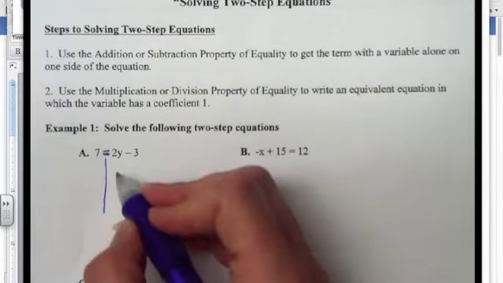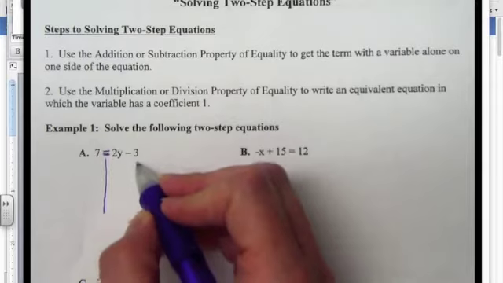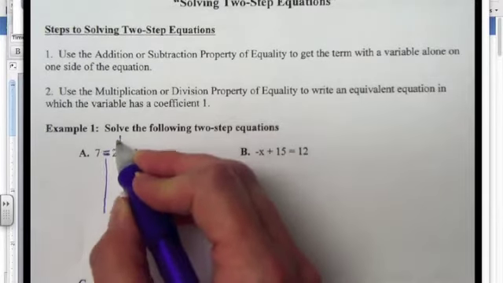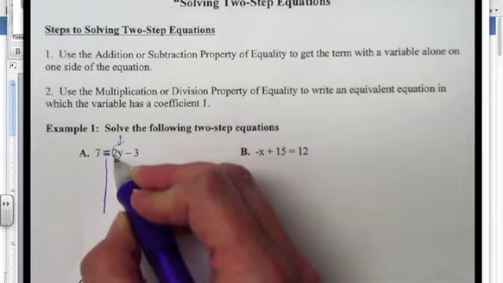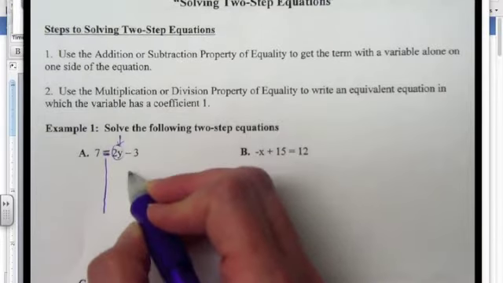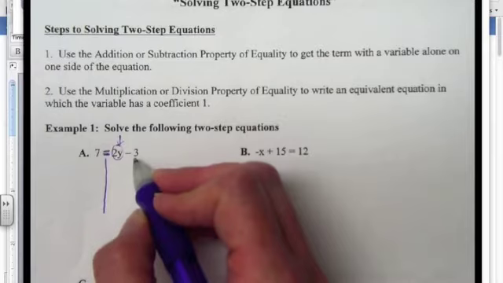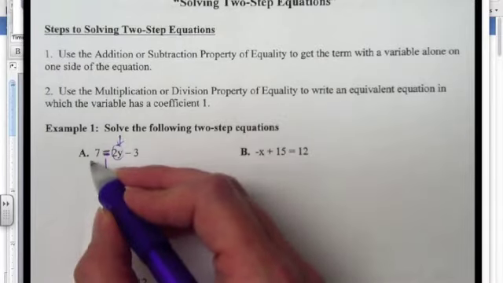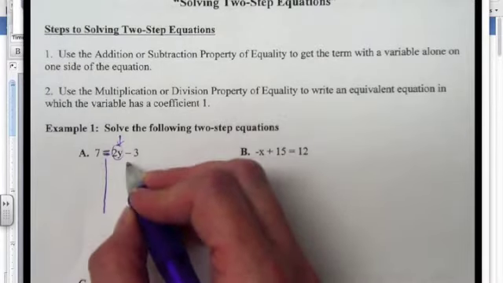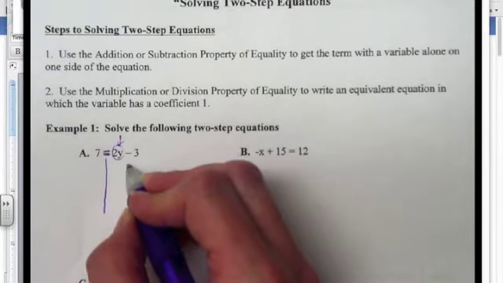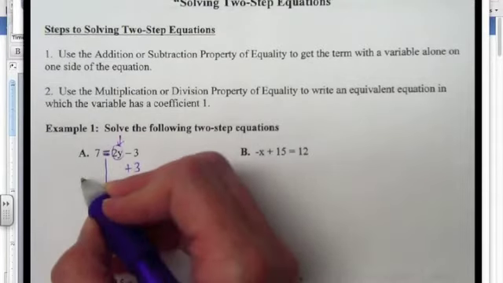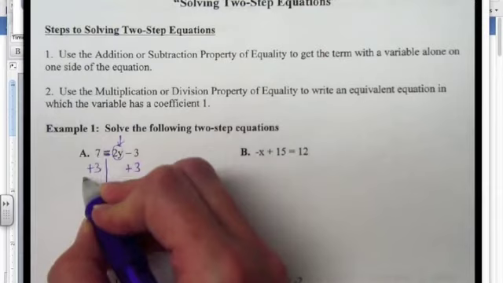And if you look at, we've got 2y minus 3. So our goal is to get this term right here by itself. But in its way is negative 3. So what we need to do is get rid of that negative 3 and get it to the other side. To do that, right underneath it, you just add 3 over here, and then add 3 on this side, okay?